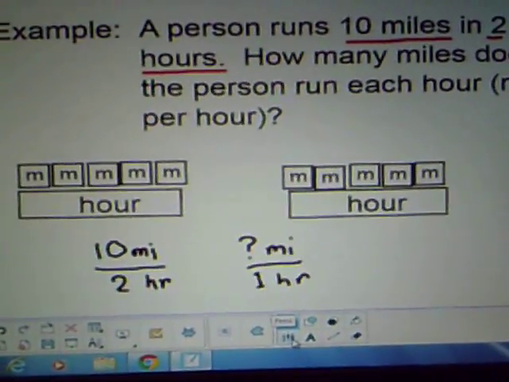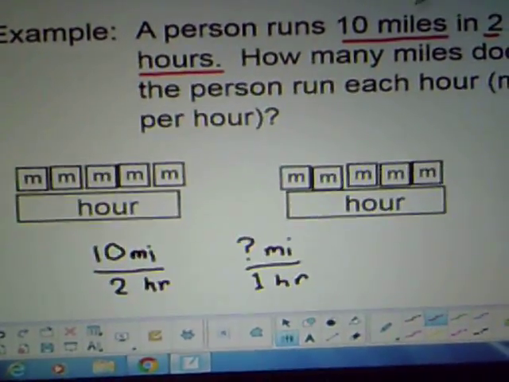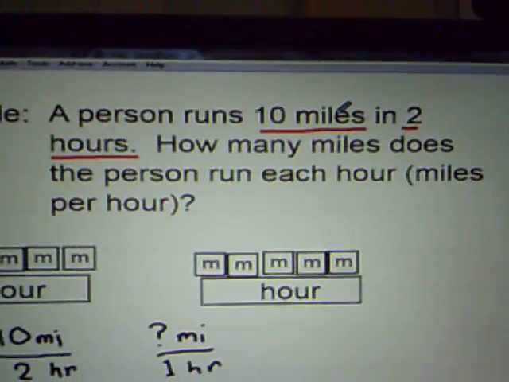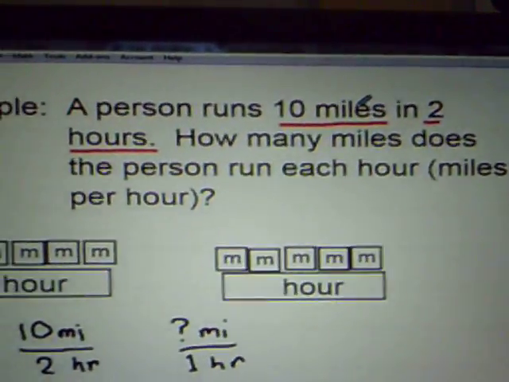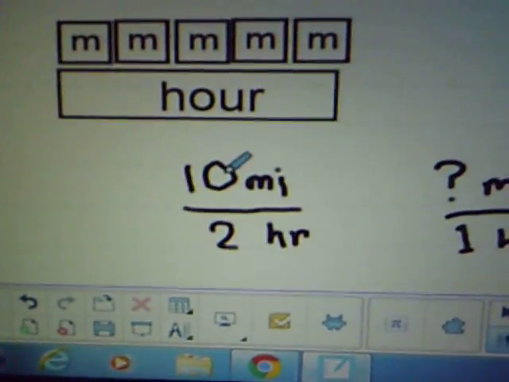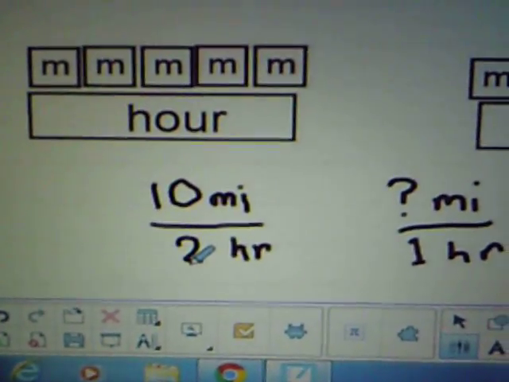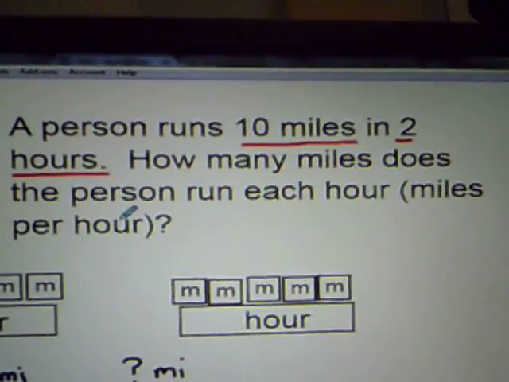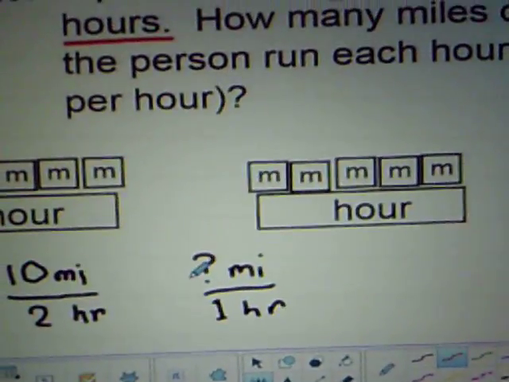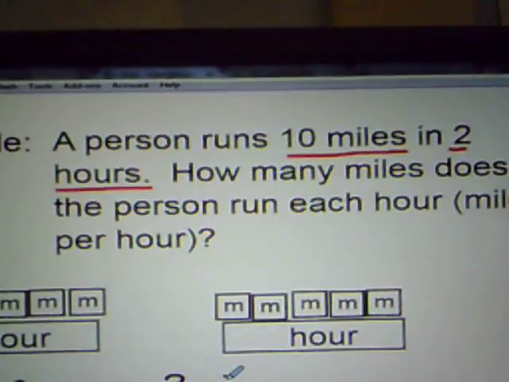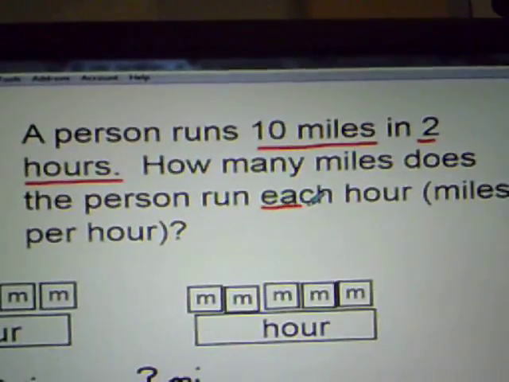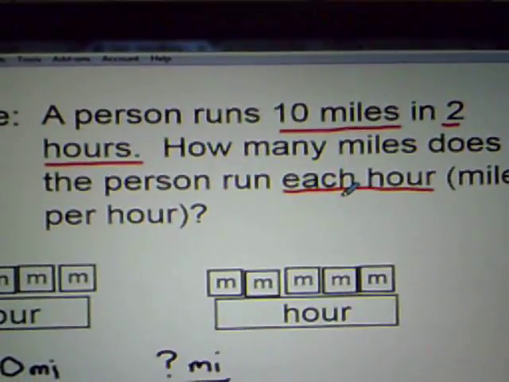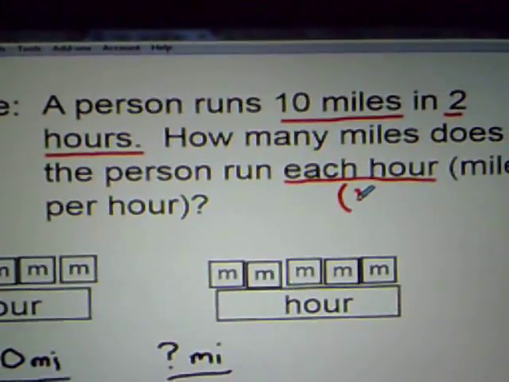But how do we figure that out mathematically? Well, again, first look at the question. The person runs 10 miles in 2 hours. So we set up our ratio, 10 miles to 2 hours. That is our starting ratio. But then it's asking how many miles does the person run each hour? Each hour. And each means every 1 hour.